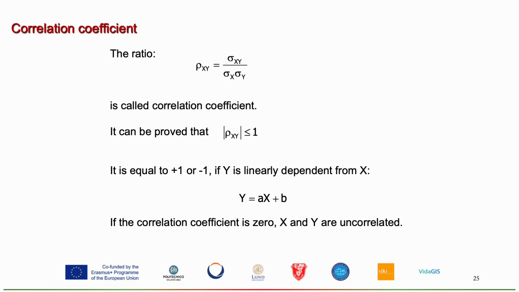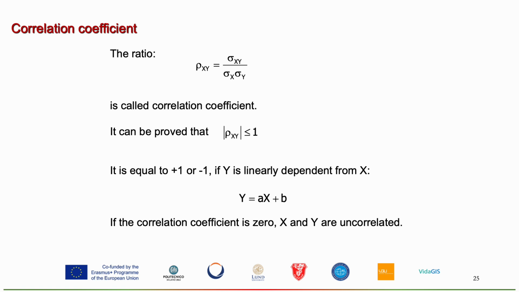Finally, before stepping to the next topic, we can define the correlation coefficient between the two components of a two-dimensional random variable, x and y, and it is given by the ratio between the covariance between x and y and the square roots of the individual variances. So the square root of the variance of x that multiplies the square root of the variance of y.